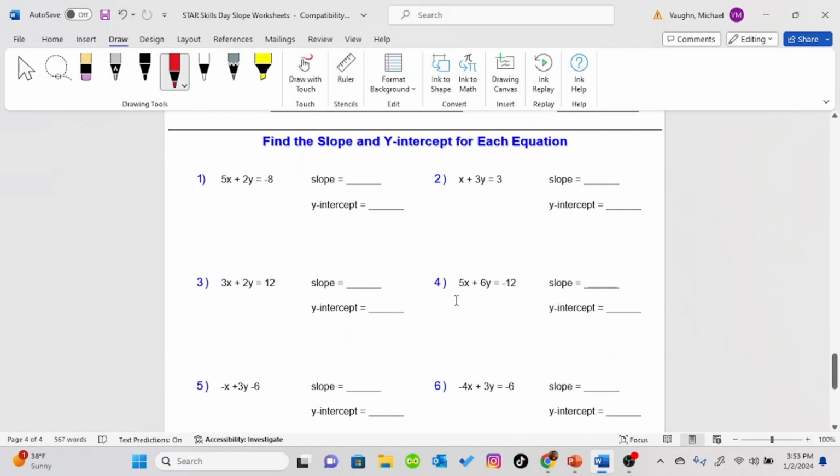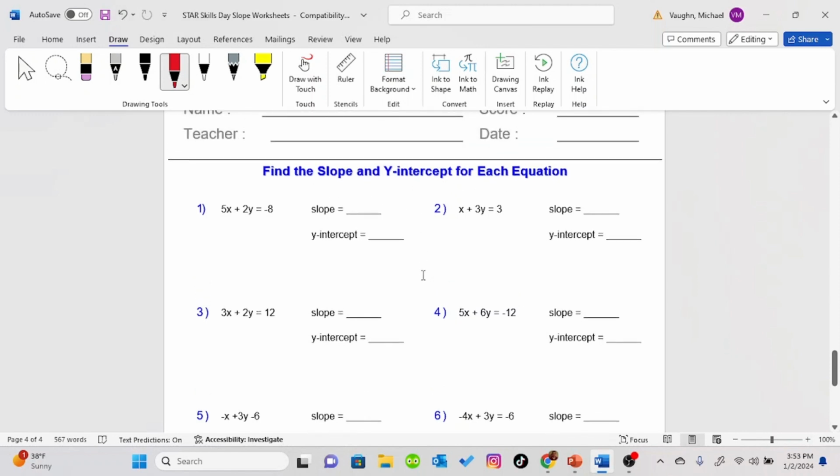And on page 4, we are finding the slope and the y-intercept, but this time we are using standard form. Standard form looks like ax plus by equals c.